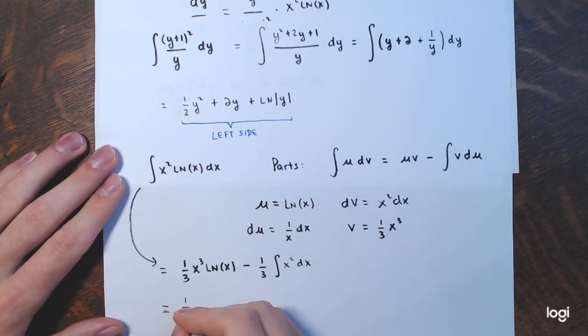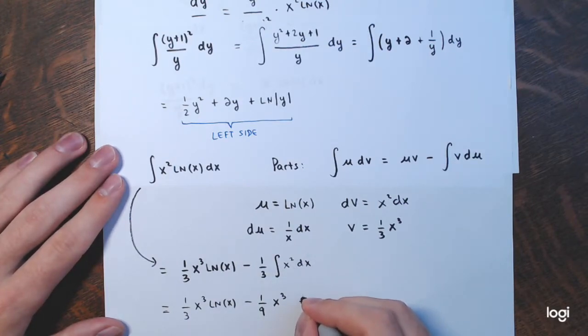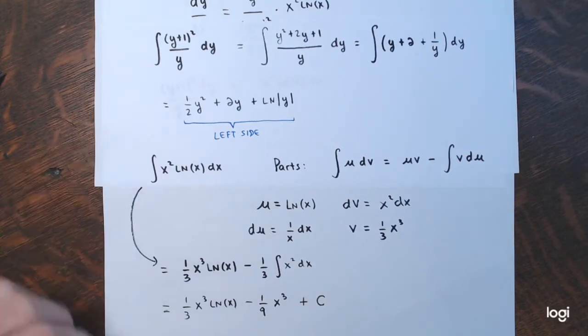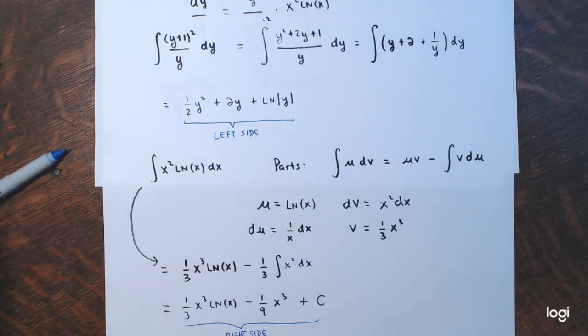So we have 1/3 x cubed times the natural log of x, and then minus 1/9 x cubed. Right? Because it'd be 1/3 times 1/3 x cubed. And then on the right side, I'll put the constant, plus some constant, c. All right, so here's the right side. And there we have it. I'm going to write all this up on the next page where we're totally done.